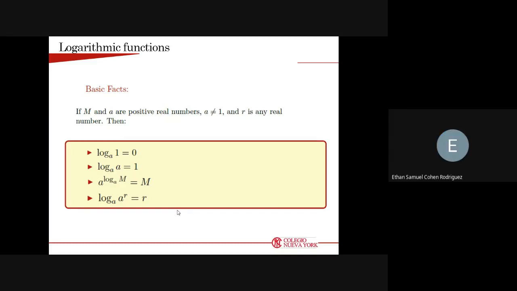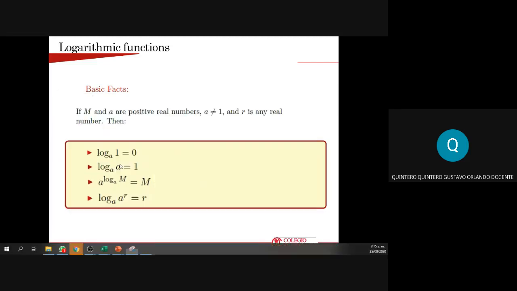The bases cancel. Yes, sir. Ethan. Just like the previous one, we have a logarithm and we have an exponent, so we can cancel the bases, the logarithm of a and the base of the exponent, leaving us just with r. Well, the answer has to be r. Yes, sir. Ethan. Beautiful, brother.